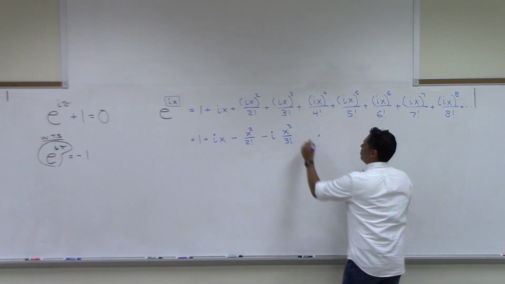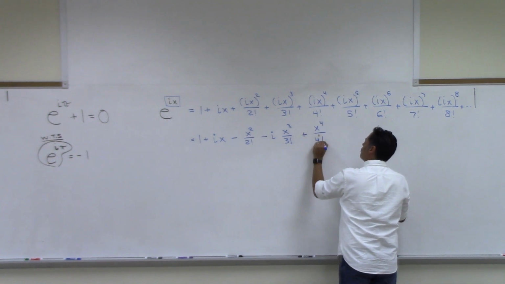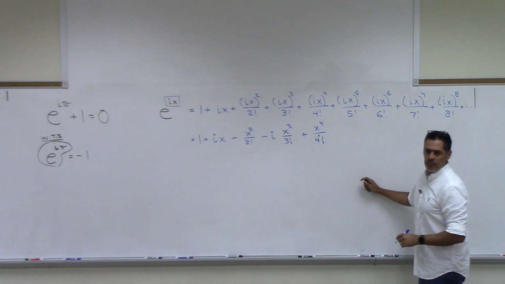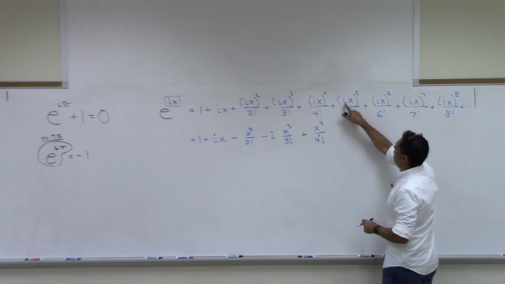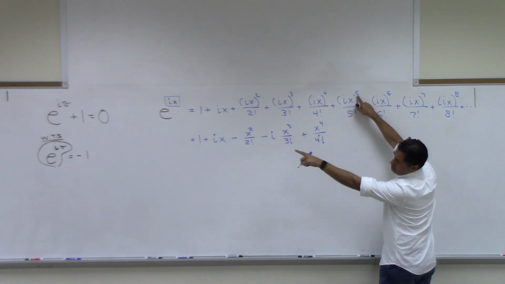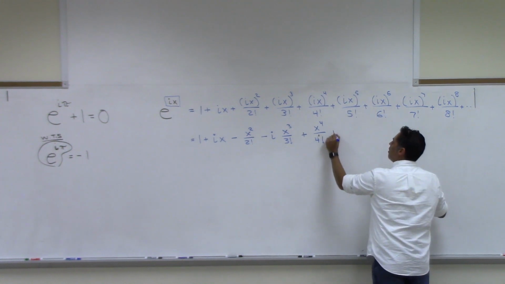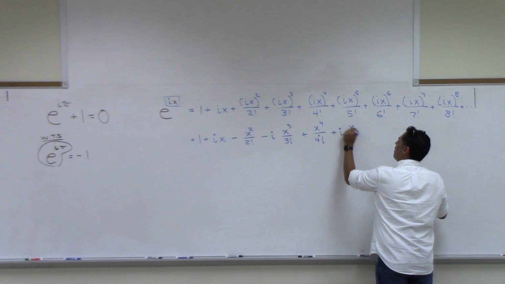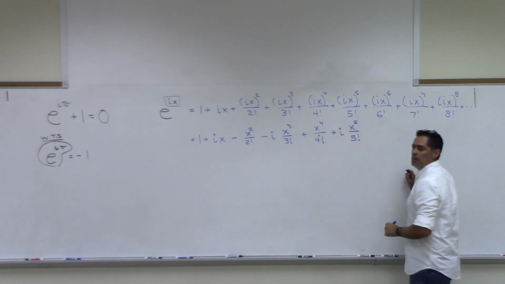Okay, so this is just going to be plus x to the 4th over 4 factorial, right? Now we're back to the same pattern. So what was i to the 5th? Is it negative 1? It's the first one, so it's just i. So I'm going to say plus i x to the 5th over 5 factorial, right?